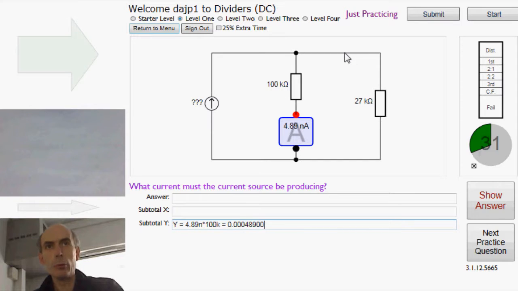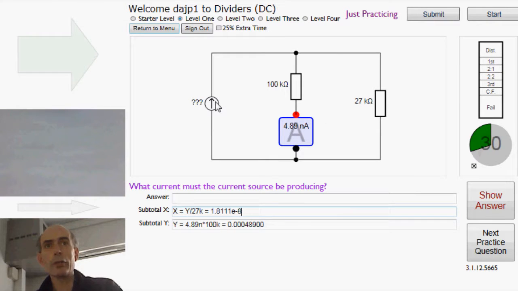Well, if we know the voltage between here and here, then we can work out the current flowing through this resistor. We know the voltage across it, we know the value of the resistor, so the current through this 27k resistor must be the thing we've just worked out down here, currently set to Y, divided by 27k, about 1.8 times 10 to the minus 8, to about 18 nanoamps. And that's going to be the current flowing down through there.